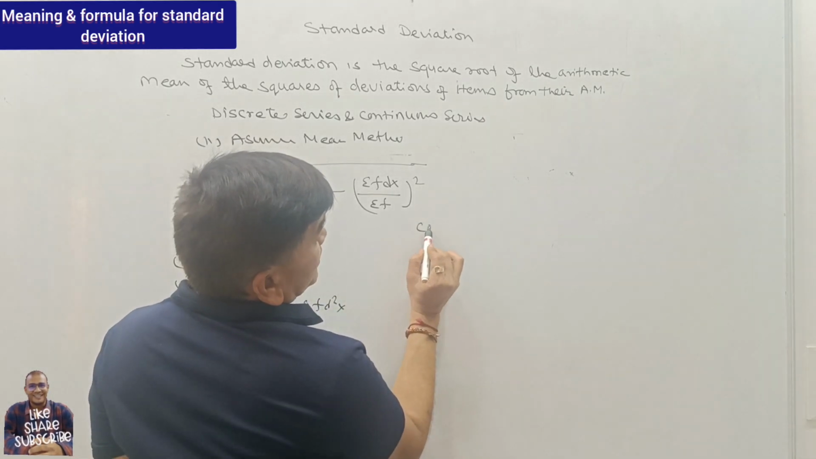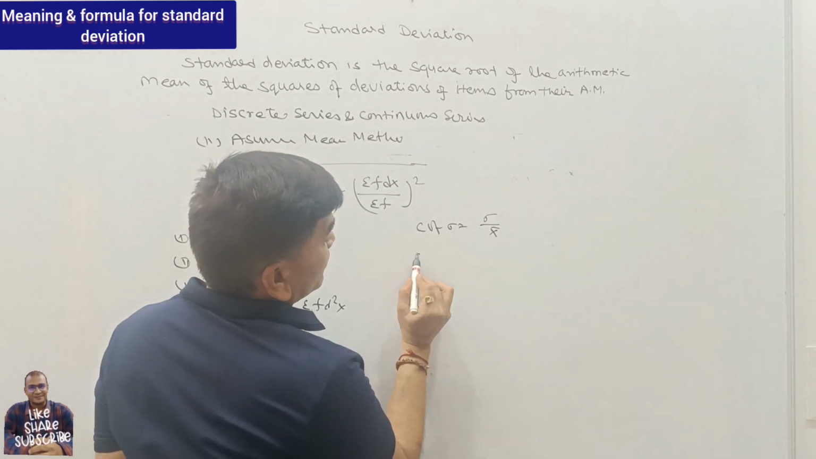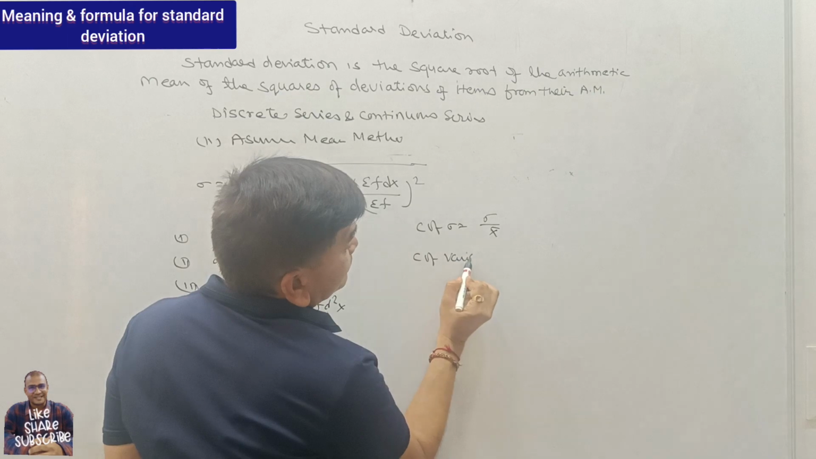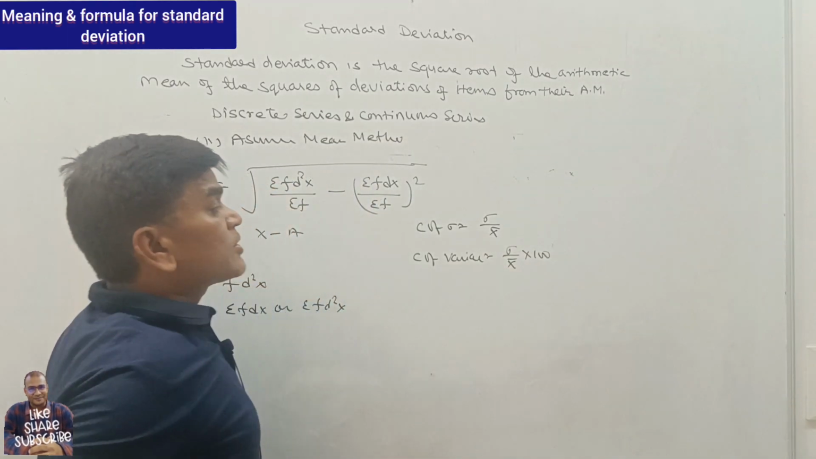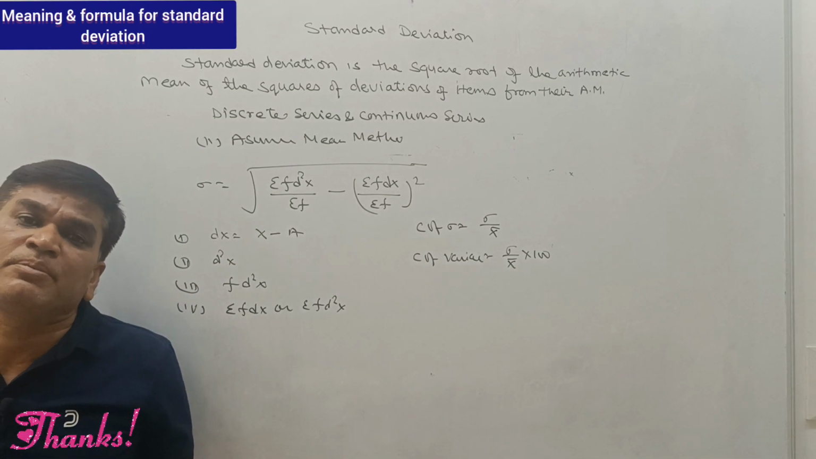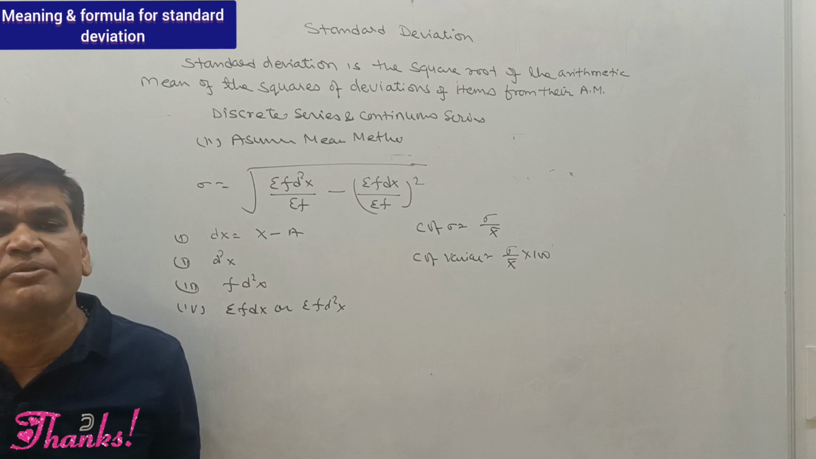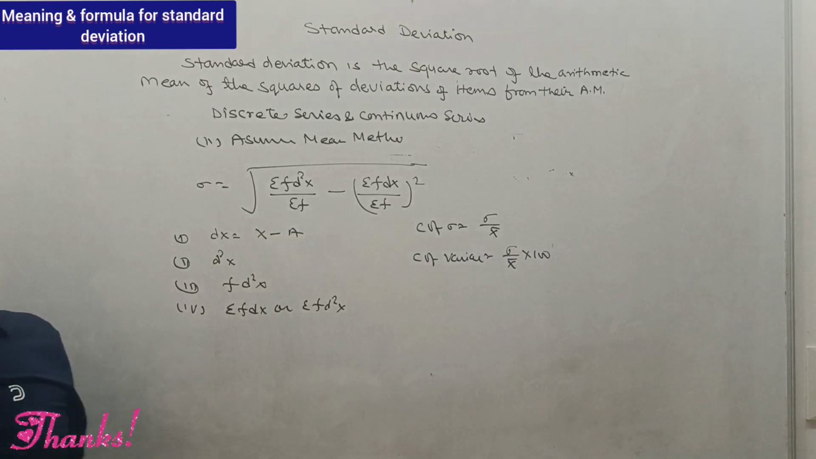Similarly, the coefficient of standard deviation is standard deviation by x bar, already we have discussed, and the coefficient of variation is standard deviation divided by x bar multiplied by 100. So if the coefficient of standard deviation is changed into percentage form by multiplying by 100, it will be converted to the coefficient of variation. So these are the formulas to calculate the standard deviation.